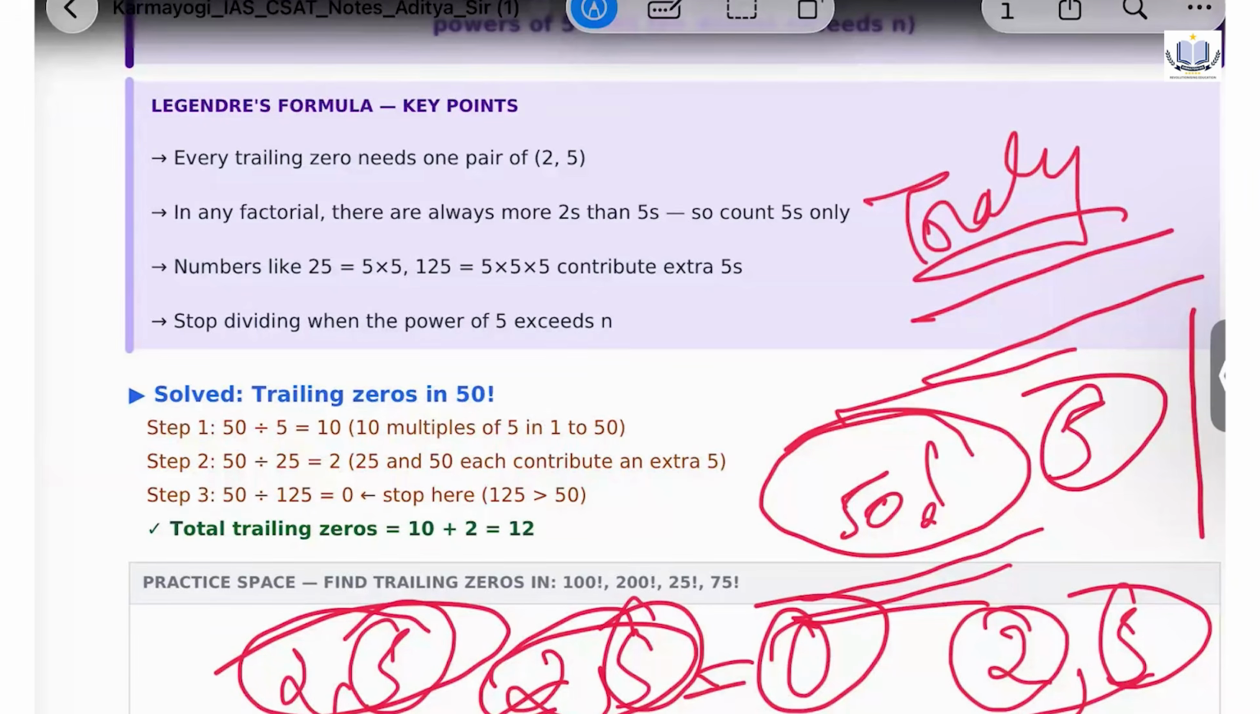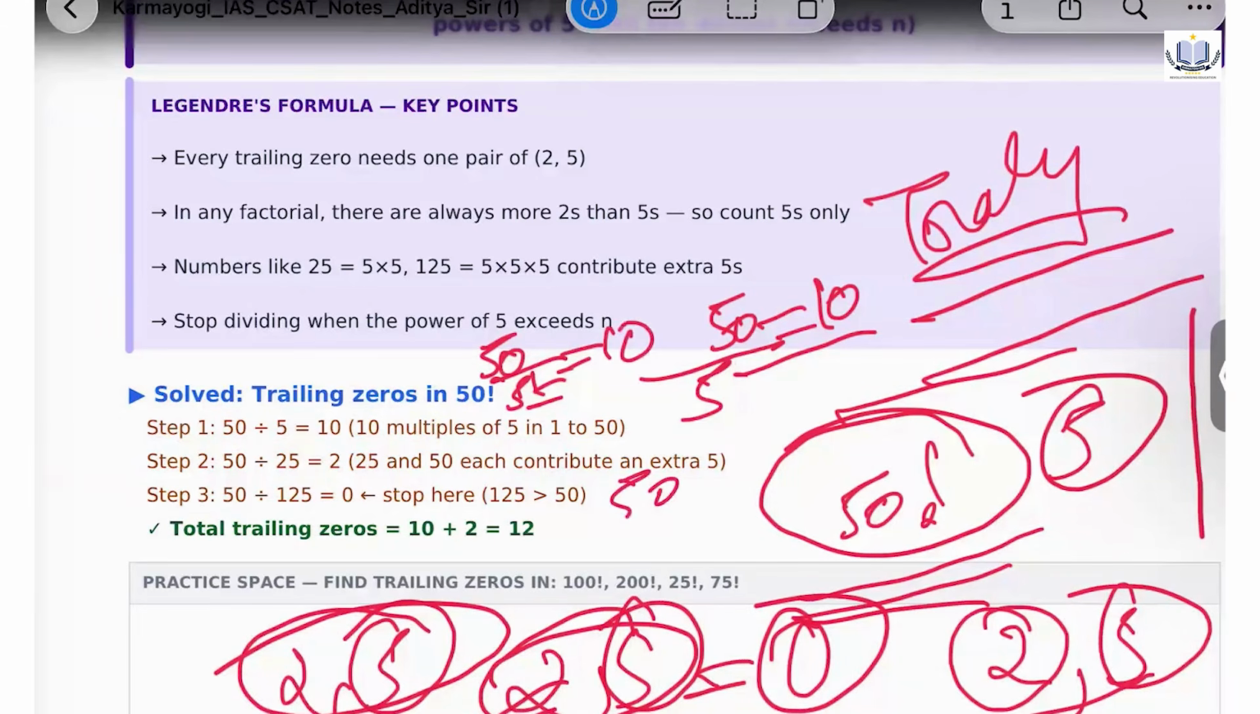The Legendre formula says that if there is a 50 factorial, we will divide it by 5. So we got 10. Now step 2 is all the multiples of 5, like 5 to the power 1, 5 squared, 5 cube. Until the number is getting less than 1, we will try to divide it. So first 50 divided by 5 to the power 1, that will be 10.